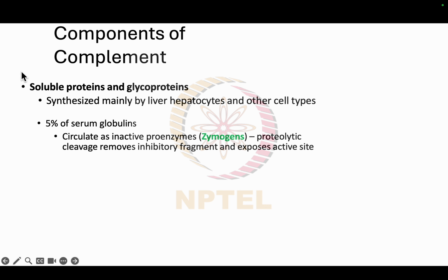Components of complement: these are soluble proteins or glycoproteins. Glycoproteins means glycosylation happens in those proteins, so glycans are present in the protein. They are synthesized mainly by liver cells, also called hepatocytes, and other cell types. We have discussed that 5% of serum globulins are complement proteins, and that they circulate as inactive proenzymes, also called zymogens.